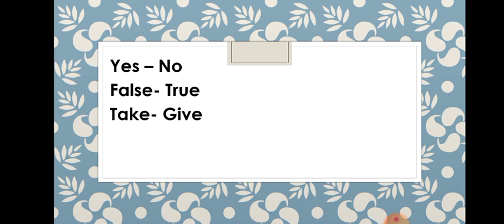Next is take. What is the opposite word of take? It is give. From the help box, write down give. G-I-V-E, give. Next is never. What is the opposite of never? Always. So write down always. A-L-W-A-Y-S, always.